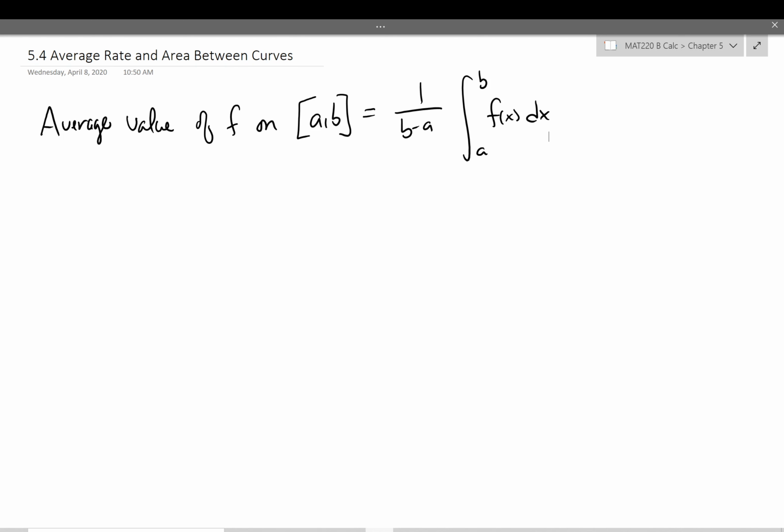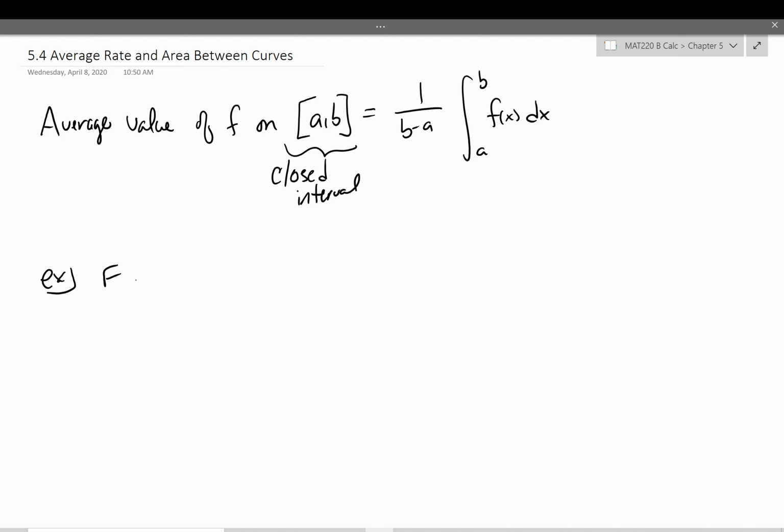So, the average value of f on, now this is notation for a closed interval, meaning you're starting at a and you're ending at b, okay? So the average value of f on the closed interval a to b is equal to 1 over b minus a times the integral from a to b of f of x dx. So a really easy example of this.